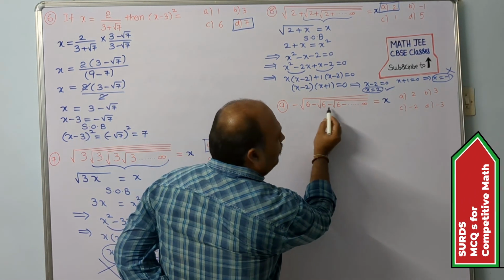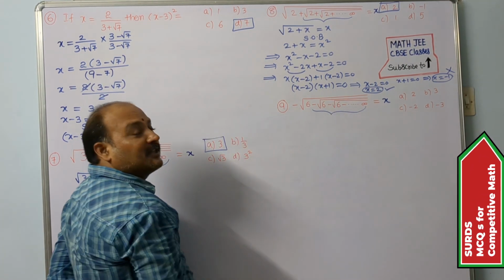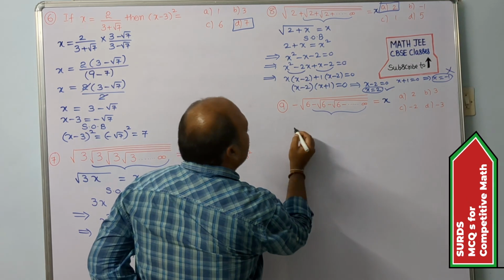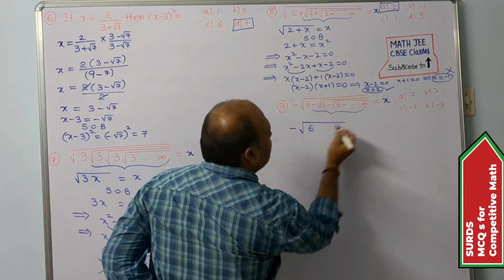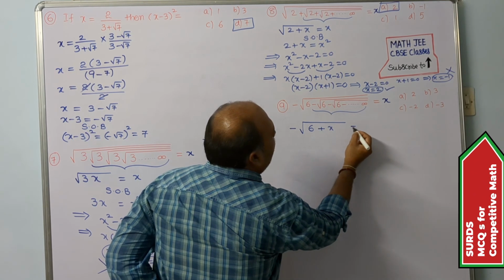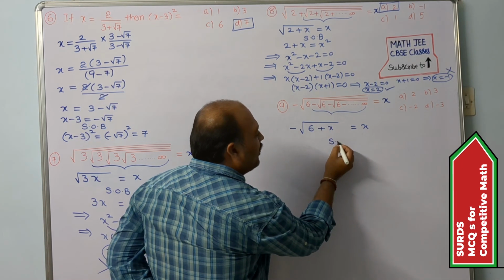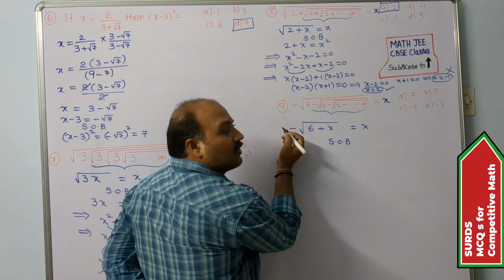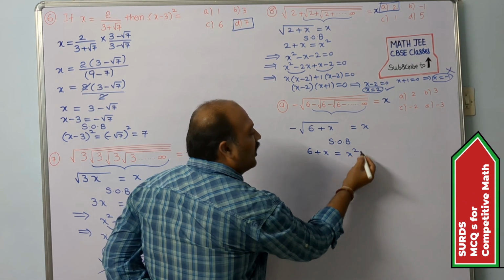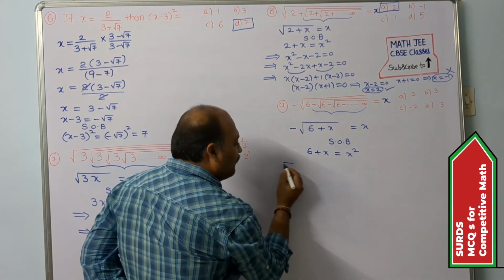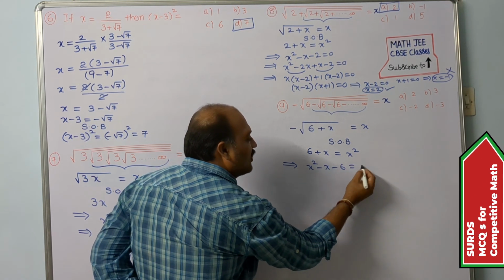So from here to here, this value is also x including minus, dear students. So minus root of 6 including minus, this value is x, means plus x is equal to x. I hope everyone understands. After that, squaring on both sides, minus will become plus. 6 plus x is equal to x squared. Bring these values to that side and you will get x squared minus x minus 6 equal to 0.